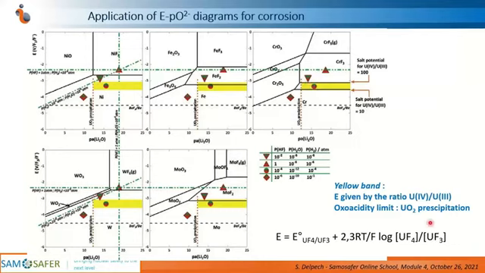The American researchers have shown that they can control the redox potential of the salt using the ratio UF4 over UF3, by using the Nernst relation. So they have shown that it was very interesting to use UF4 and UF3 in order to control the redox potential. And then they have shown that when the ratio is equal to 10, it's very interesting.